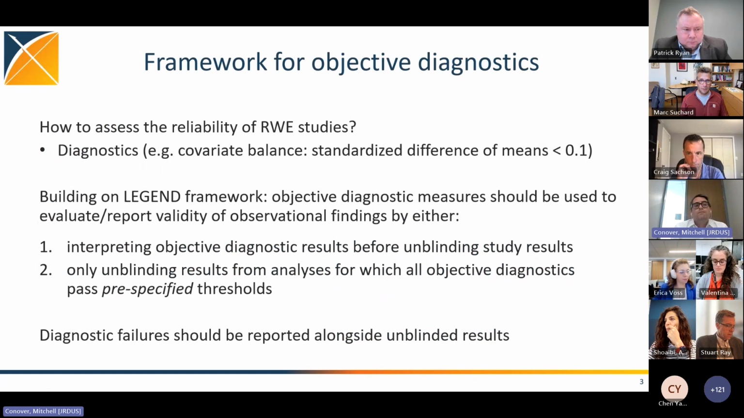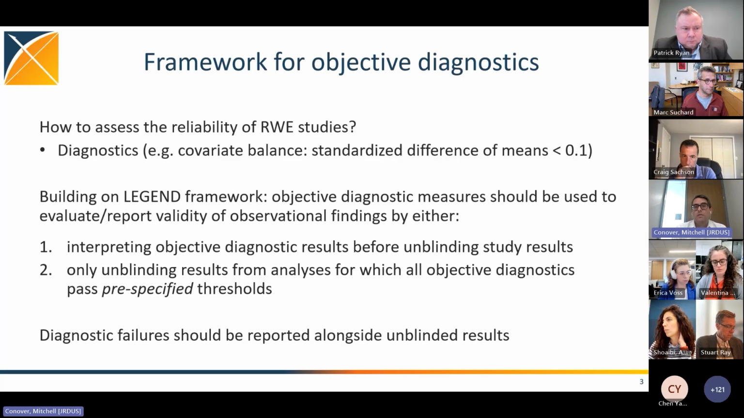So we've spoken a lot in various OHDSI forums about the reliability crisis affecting real-world evidence. So we have this question facing us for any given real-world evidence study. How do we assess the reliability? One approach is to use objective diagnostic metrics.